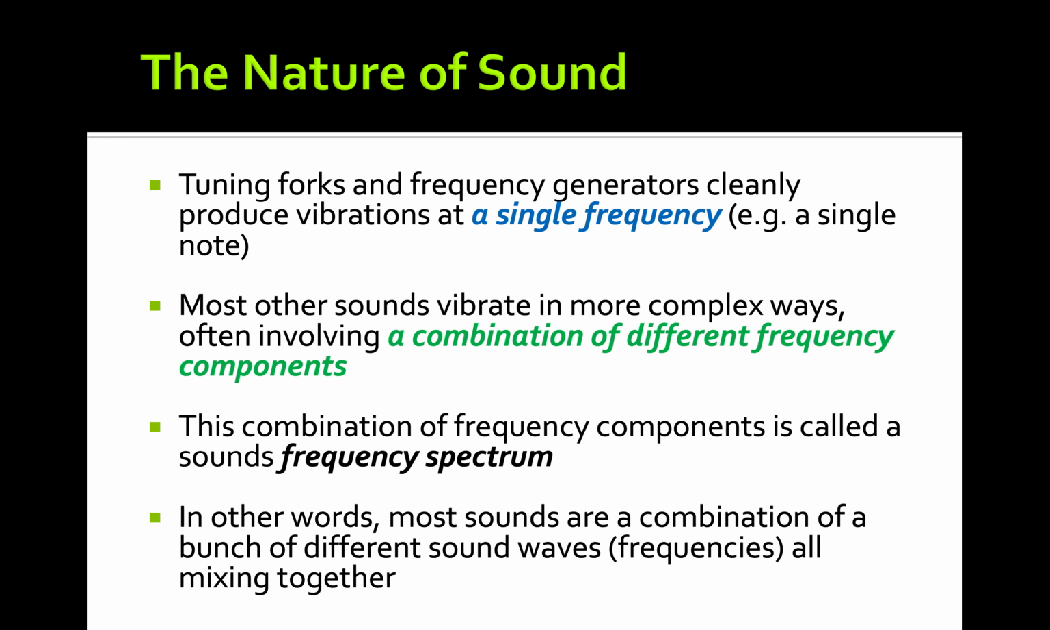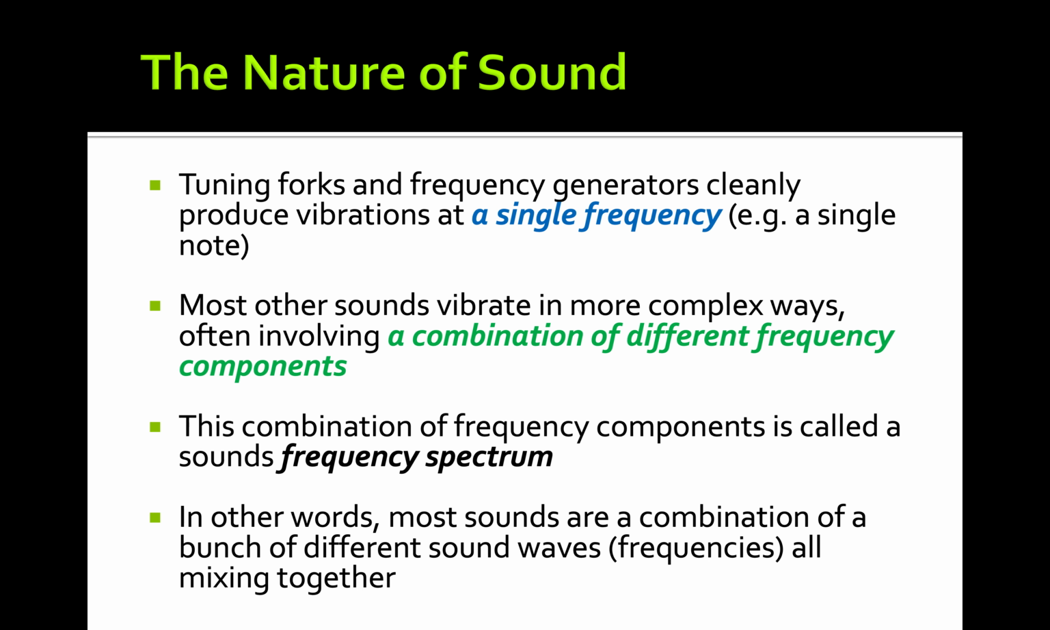Tuning forks and the frequency generator. With a tuning fork, we can generate a specific waveform in the air. And then we also have a frequency generator, which cleanly produces vibration at a single frequency, and that is exactly what we can do with our Audacity software.